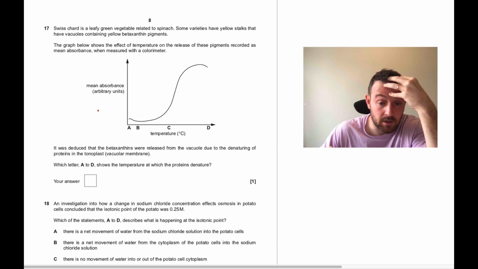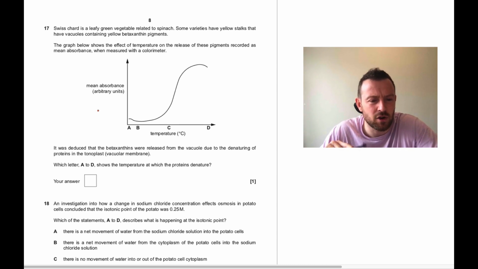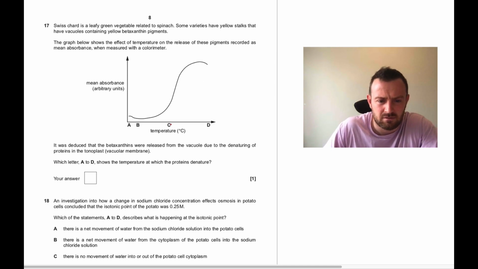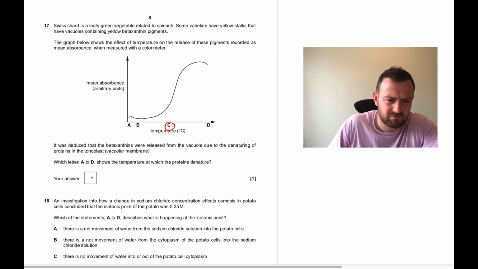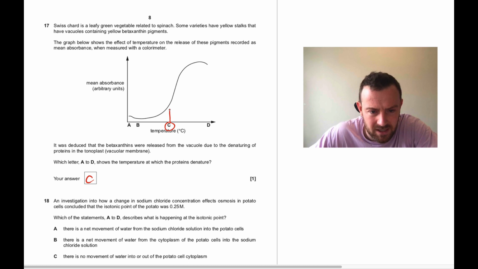So it was deduced that the beta-xanthins were released from the vacuole due to the denaturing of proteins in the tonoplast, the vacuolar membrane. I don't like this question really. Which temperature do they denature? Well, it's around C. 17C, yeah. Because at this point, the membrane breaks down.